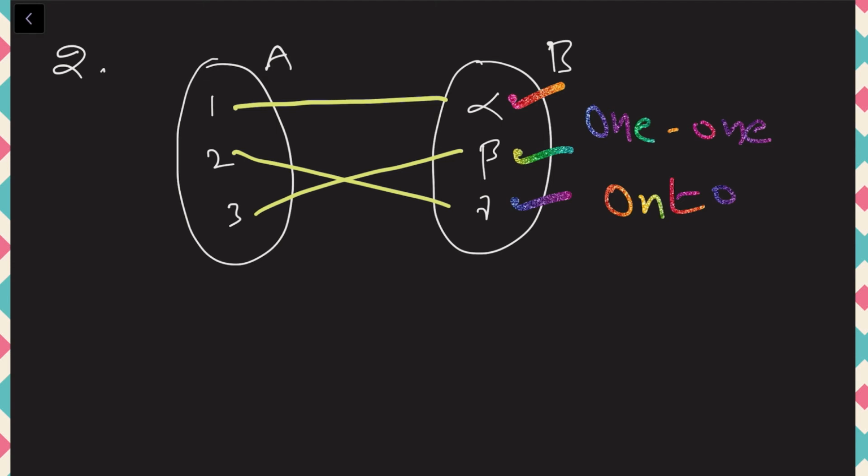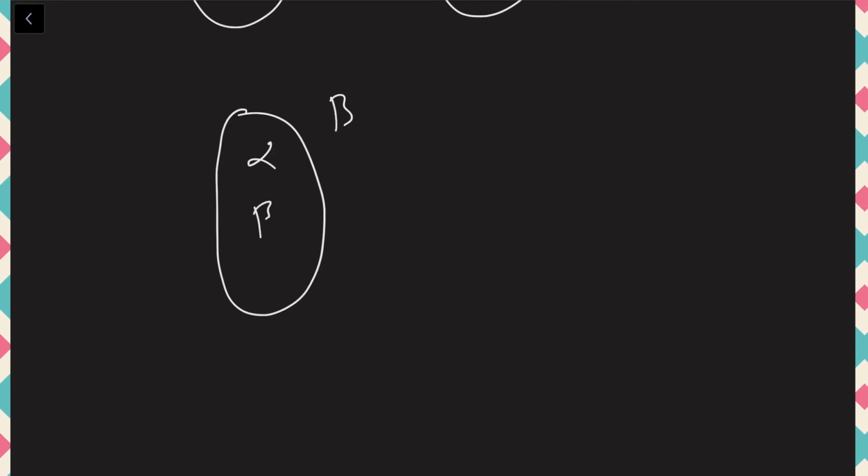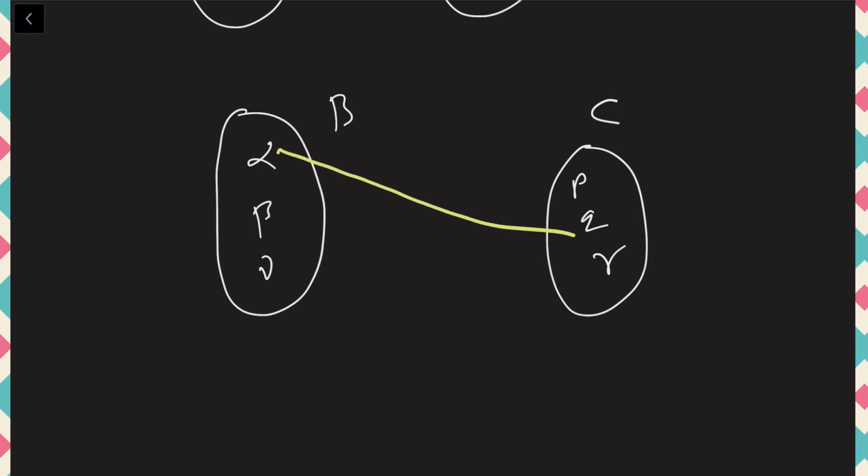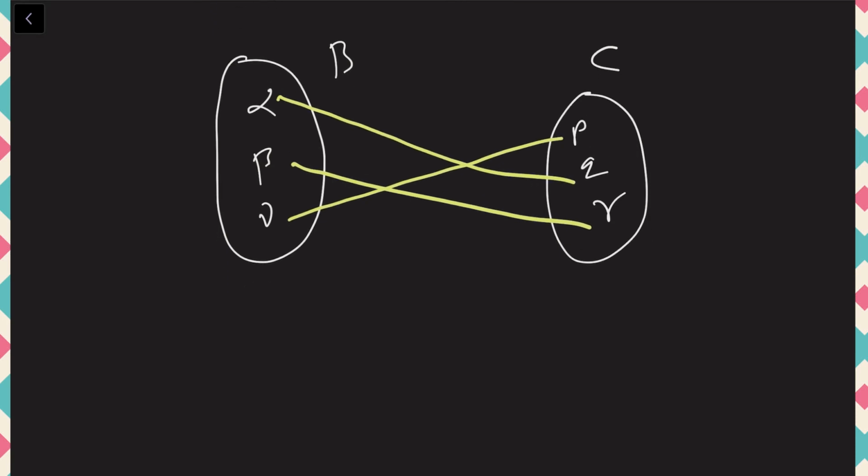Now let us take the function g. Function g is represented from B to C. So set B we have alpha, beta, gamma. And set C we have P, Q, R. Now the g function is defined as alpha comma Q, beta comma R, gamma comma P. If we observe this clearly, every element of set B has one and only one image in the set C. So we can conclude this is a 1-1 function.